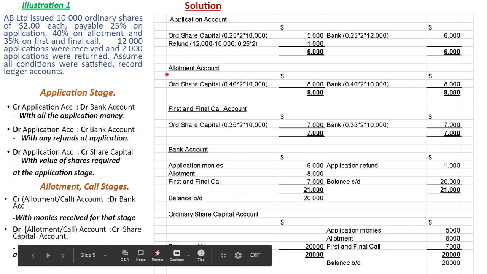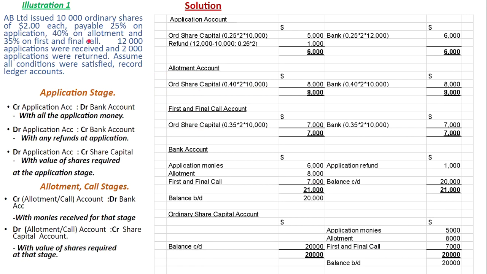Next accounting entry, we have to look at first and final call. We are told 35% was paid on first and final call. So the same treatment as per allotment account, we simply credit first and final call account with monies received. So our narration will be bank, 35% multiplied by $2 multiplied by 10,000, we get $7,000. Double entry, we go to bank account and debit bank account with first and final call, $7,000.